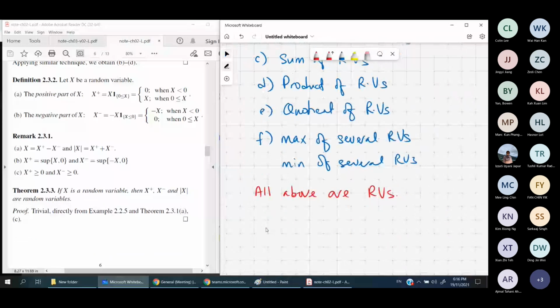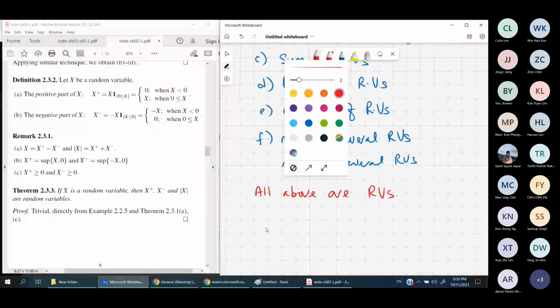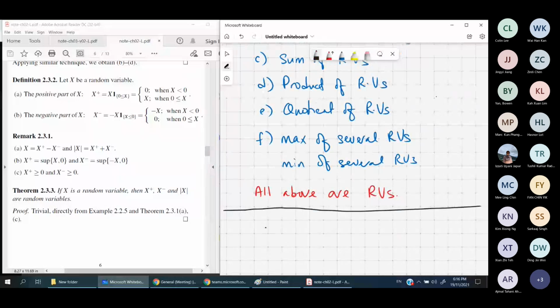Okay, let's carry on here with our lecture. Especially the interesting one will be this, the maximums as well as minimums. If we consider several random variables, we consider the maximum value of them, so that will be a random variable. We also consider the minimum value among all these random variables, which is also a random variable. Okay, next we look at the positive part and the negative part for given random variables.